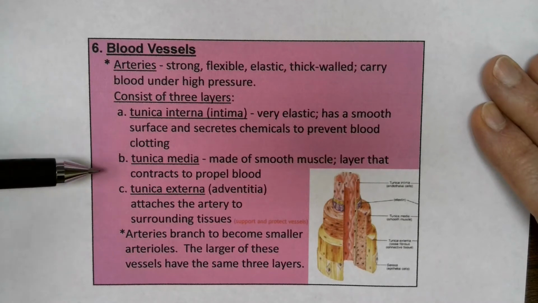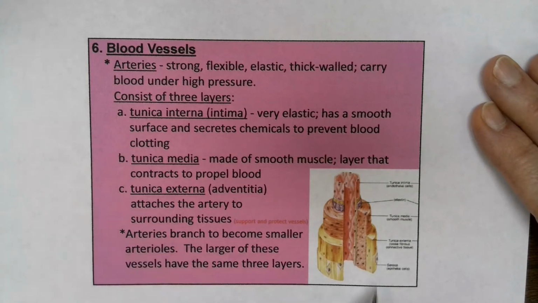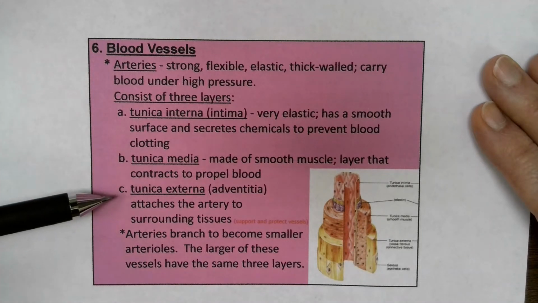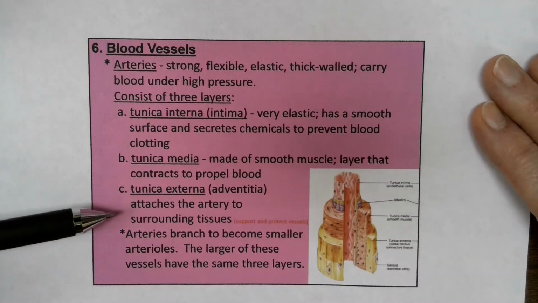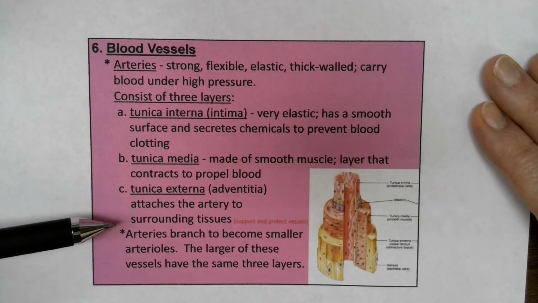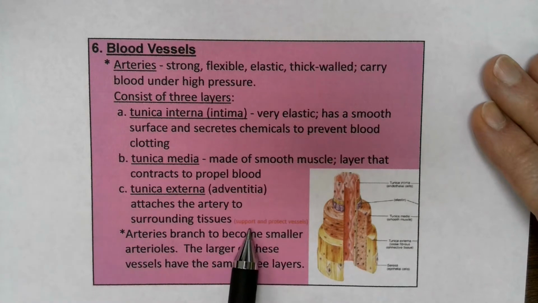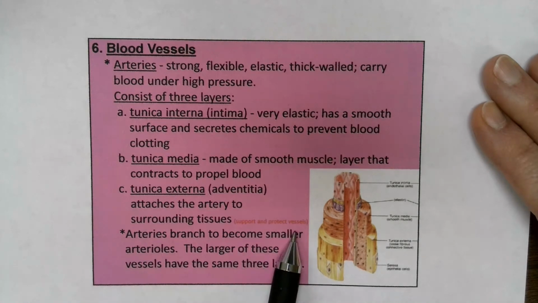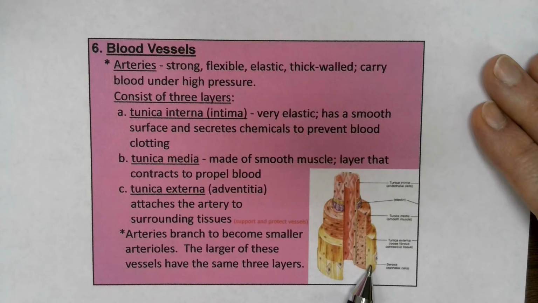Then you've got your tunica media. So that's made of smooth muscle. That's what's specifically contracting to propel the blood. And then you have the tunica externa, which is also called the tunica adventitia. This is going to attach the artery to surrounding tissues. So as it says there, I know it's kind of tiny, it supports and protects the vessels that we see out here. And then you've got a membrane covering that.